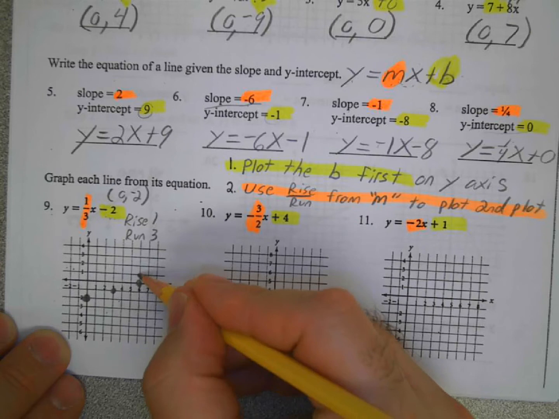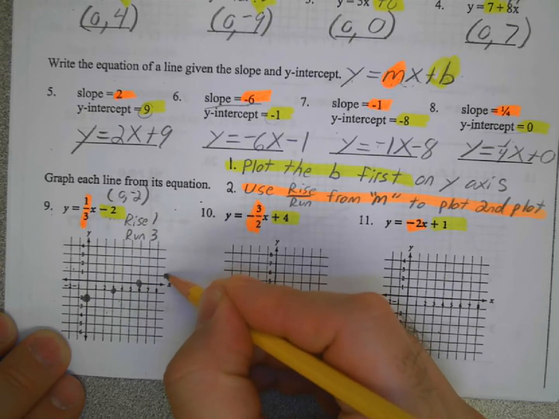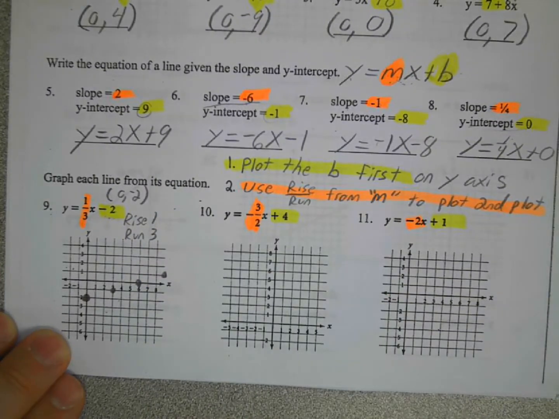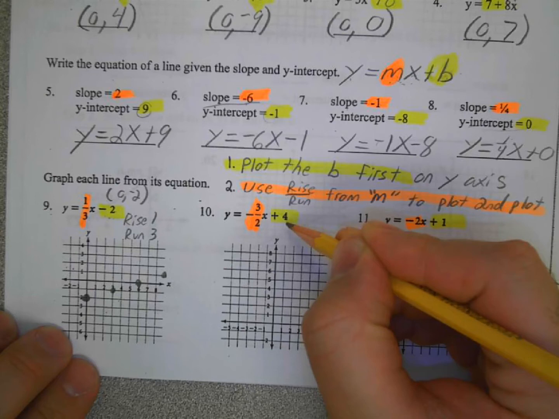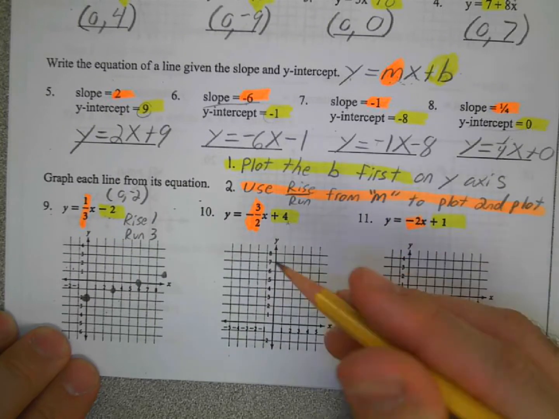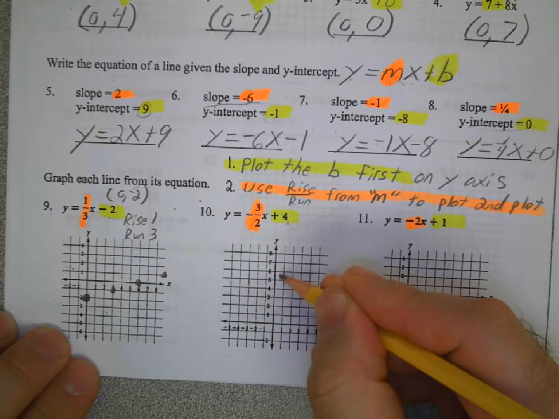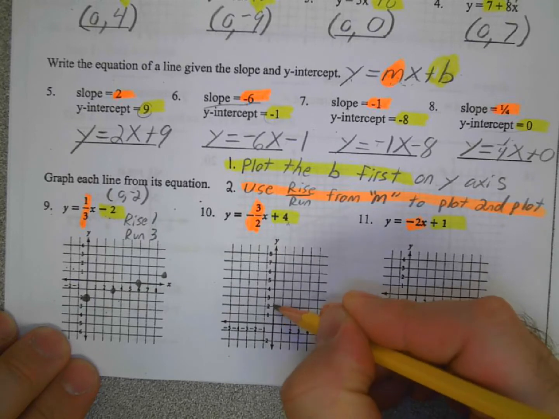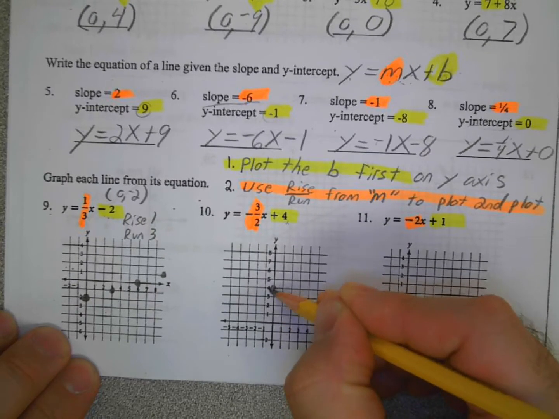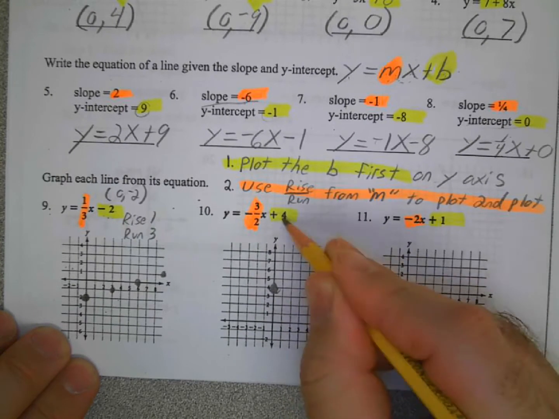Up 1, run to the right, 1, 2, 3. All right, and then I got 4 nice points that I can connect and make a line with the ruler. All right, right here, plot B first. So I'm going to plot 4 on the y-axis. So 1, 2, 3, 4, boop, there's my y-intercept, my B.